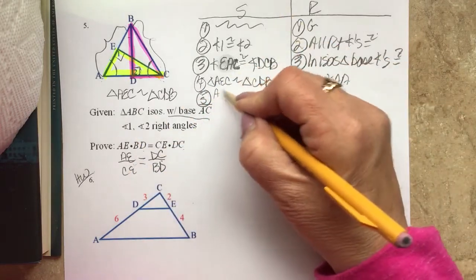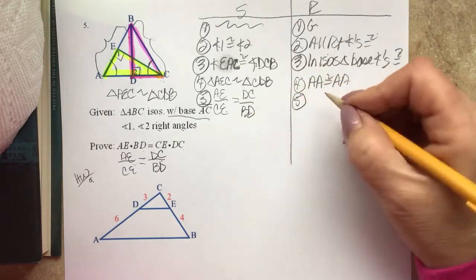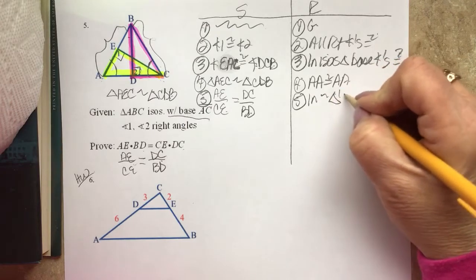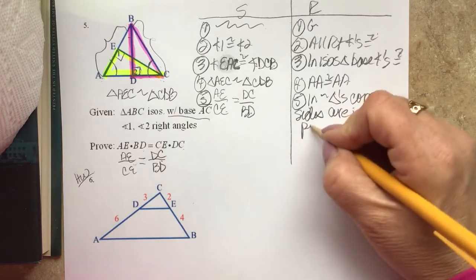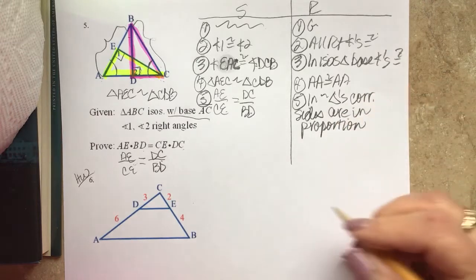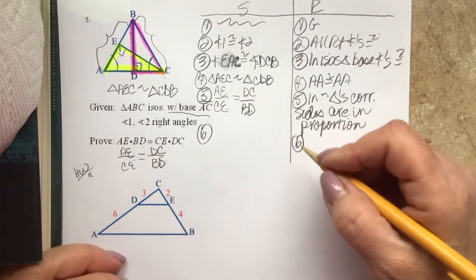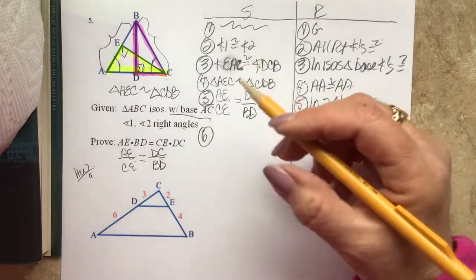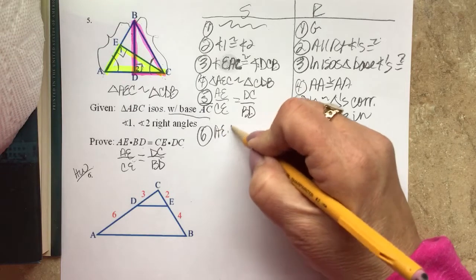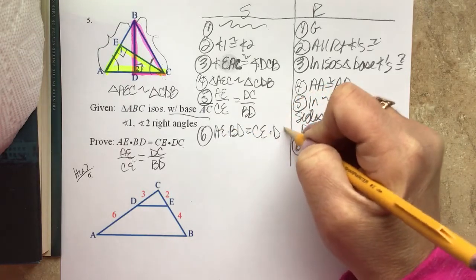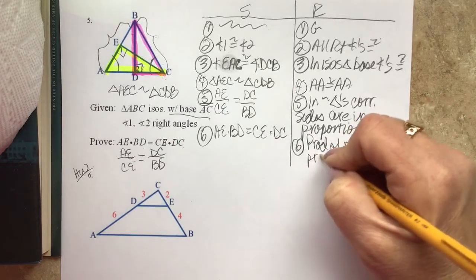I have my proportion. AE is to CE as DC is to BD, and that's because in similar triangles, corresponding sides are in proportion. And then I have to do my product of the means equals product of the extremes. You can't just write "pom equals po." You have to write it out. If you're shortcutting it right now, I'm okay with that, but please don't. Make sure you know what the words mean. AE times BD equals CE times DC, and that is product of the means equals product of the extremes.